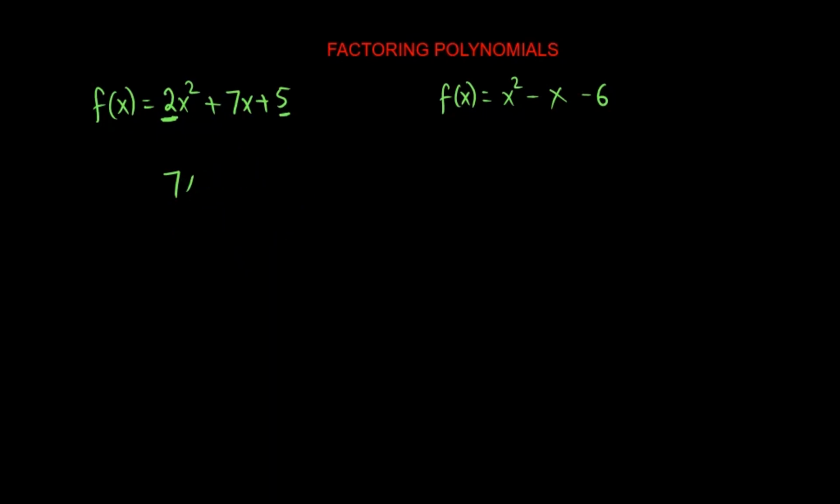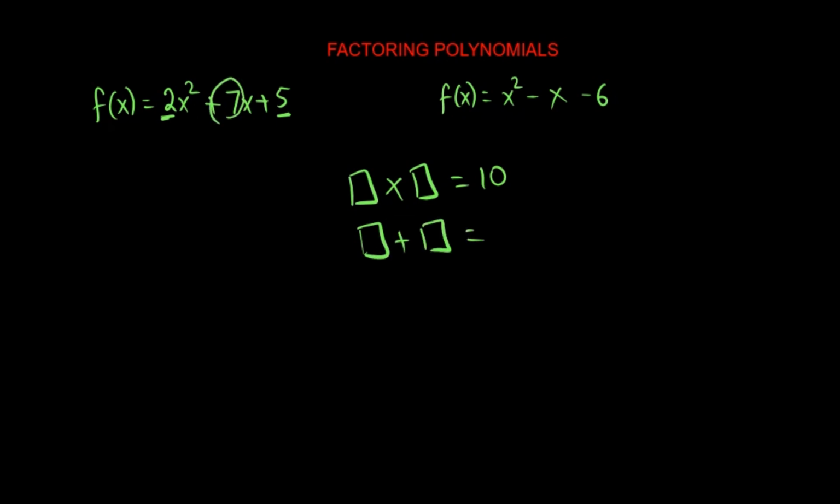In the first case, these are arranged already, x squared, then x, and then the number. So we don't need to do any rearrangement. Next, look at this number and the number at the end, 2 and 5. Multiply them. 2 times 5 is 10. Now your goal is to find two numbers that multiply to become 10, and the same two numbers should add to become this middle number, plus 7.